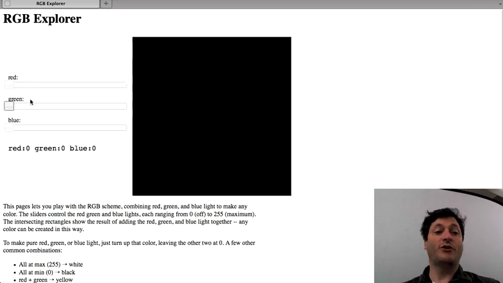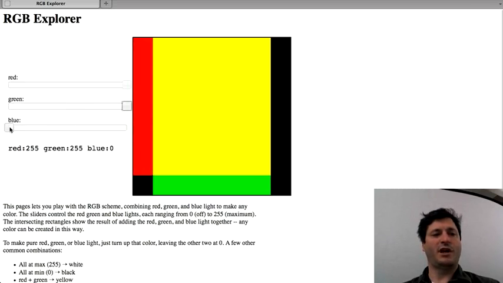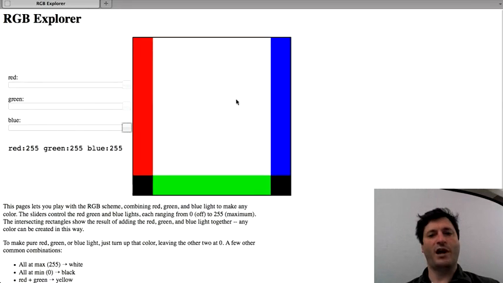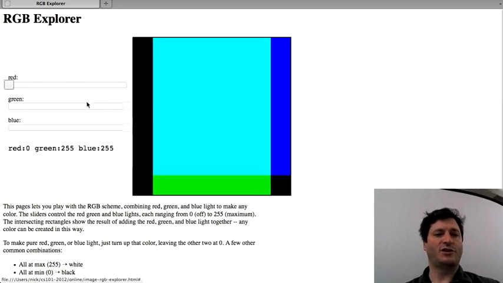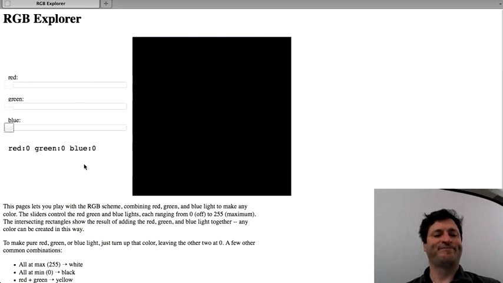On the other end, if I want to make white, this is the case where I take red and turn it all the way up, and green and blue, and turn them all the way up, and that's how I get white. So all the numbers at 255, that's white, and then turning them all the way down here, all at 0, that's black.